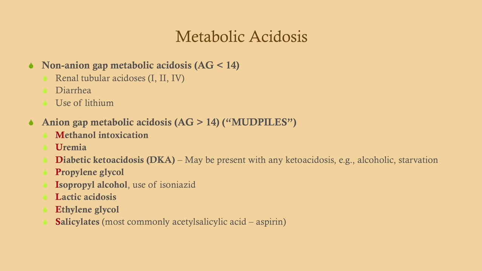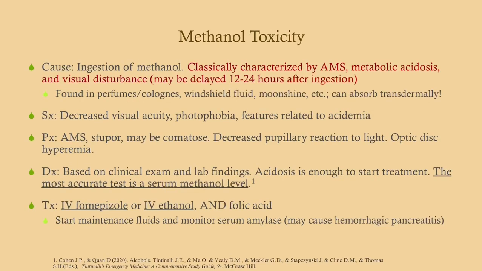Okay, the non-anion gap metabolic acidoses include the RTAs, diarrhea, and the use of lithium. Those are the big ones. The anion gap metabolic acidoses we're going to go into here. This is the very famous MUDPILES mnemonic. So we'll go into each of these. The one that I'm not going to talk about, however, is isoniazid toxicity. As you probably know, isoniazid is one of the more common drugs that we give for tuberculosis infection.